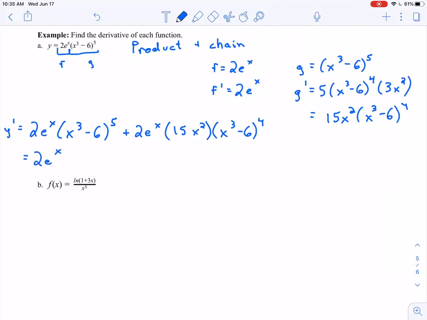Then I've also got these powers of x cubed minus 6. I can't take away x cubed minus 6 to the 5th because this only has 4 of those powers to take. So I'm going to factor out x cubed minus 6 raised to the 4th power. So what does that leave me with? I factored out 2e to the x from this term, so this part's gone. X cubed minus 6 to the 5th power, well, I factored out 4 of those, which means I still have x cubed minus 6 to the 1st power for this first term right here. That's this guy.